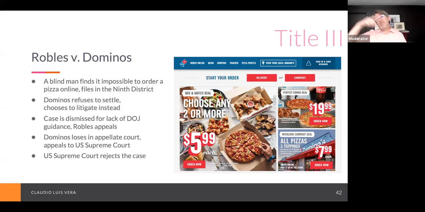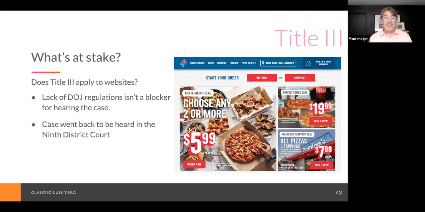So then it went to appeal. They lost in appellate court. And then Domino's appealed again to the US Supreme Court, which decided they don't want to hear the case. They didn't feel like the case was important enough to be heard by the Supreme Court in this season's cases. And so it got remanded back to the 9th District. So now the judge in the 9th District, who didn't want to try it originally, now has to try it. So the stakes are, does Title III apply to a website?